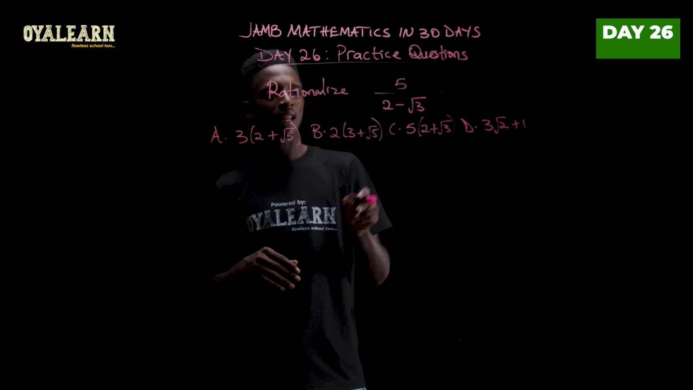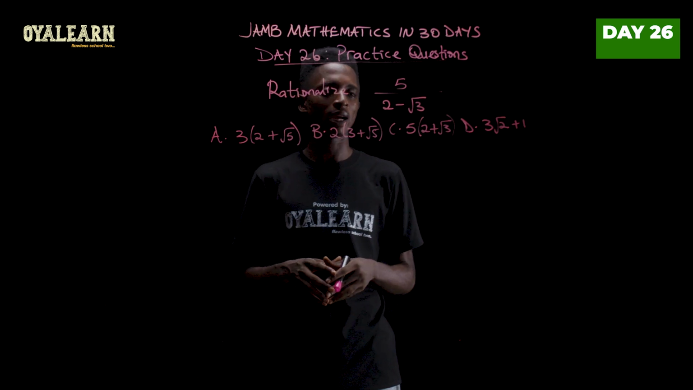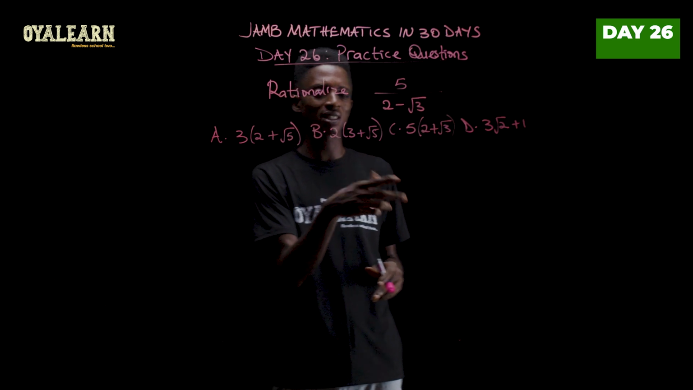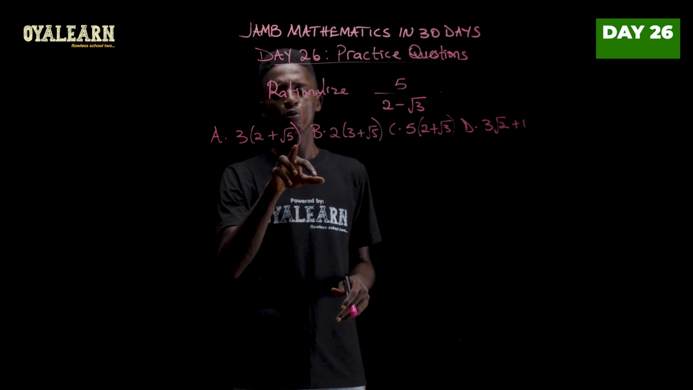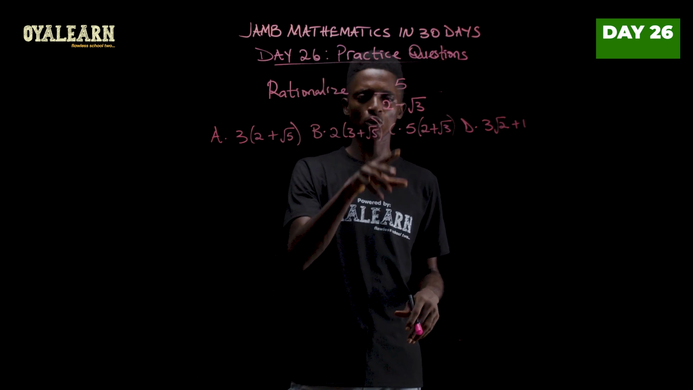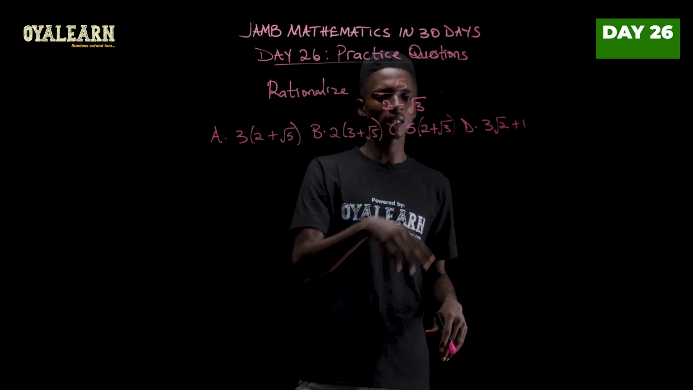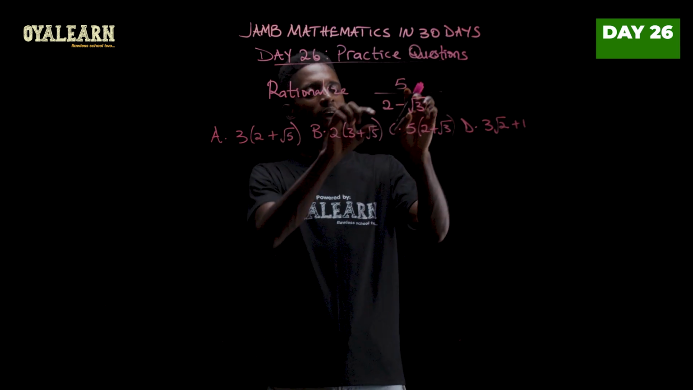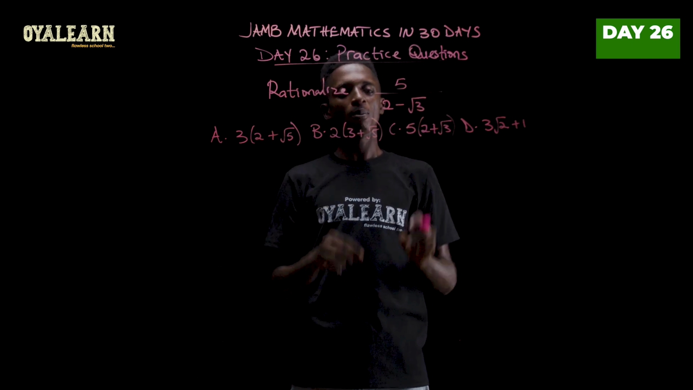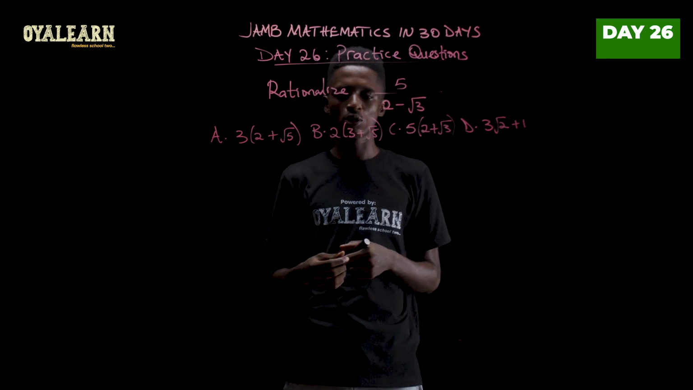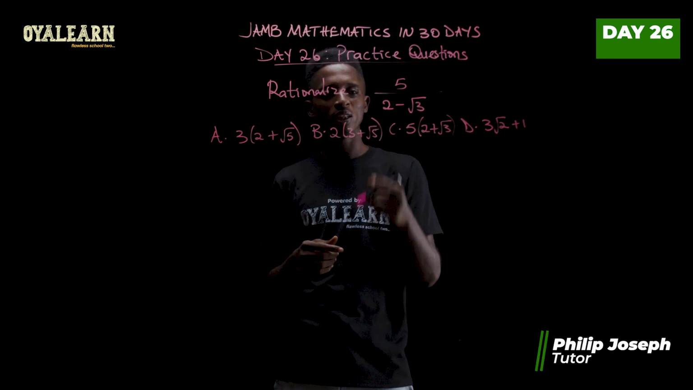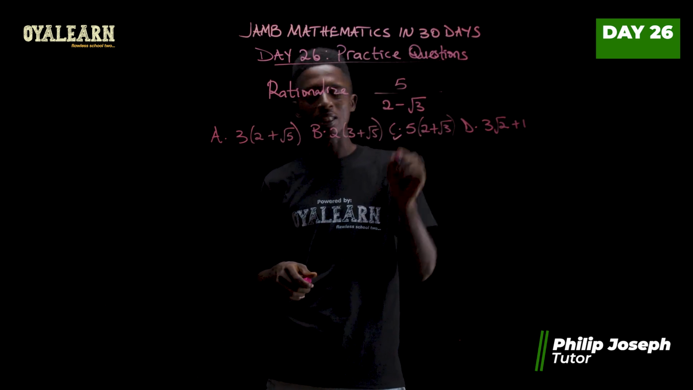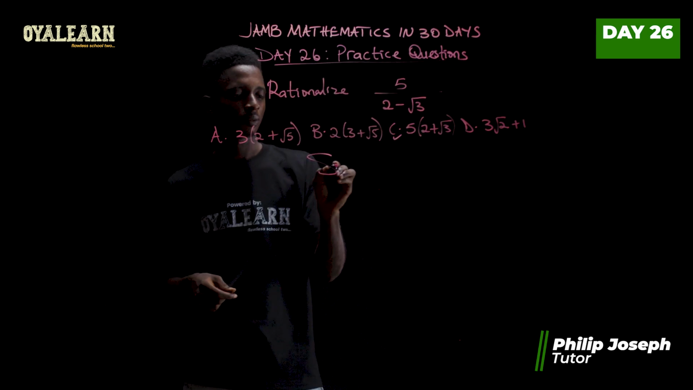Let us rationalize 5 divided by 2 minus root 3. In this kind of question, when you look at the options that we have here, we have 3 into 2 plus root 5, 2 into 3 plus root 5, 5 into 2 plus root 3, and 3 root 2 plus 1. Since we know we have to multiply the numerator and denominator by the conjugate of the denominator, and the conjugate of this denominator will be 2 plus root 3, the most likely answer is option C. However, let's check.